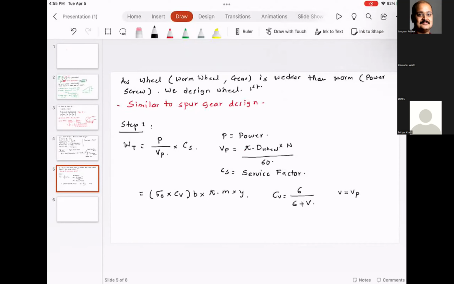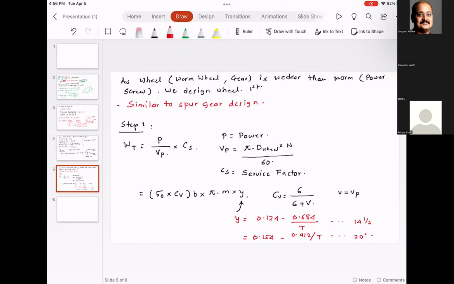The next step is Y is the Lewis's form factor. Y is equal to 0.124 minus 0.684 divided by T when the pressure angle is 14.5. Y is equal to 0.154 minus 0.912 divided by T when the pressure angle is 20 degrees.